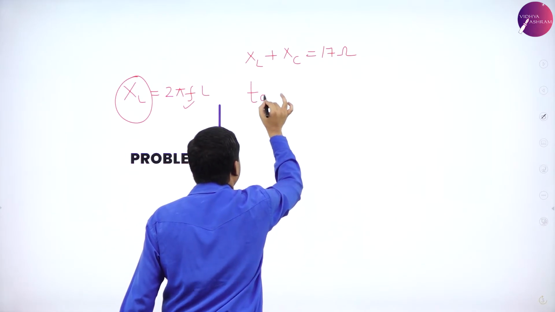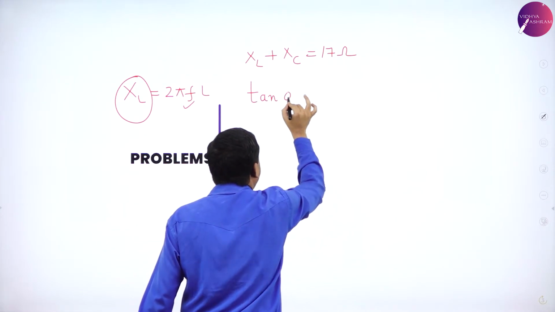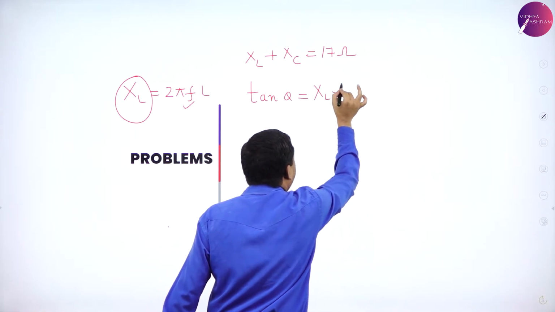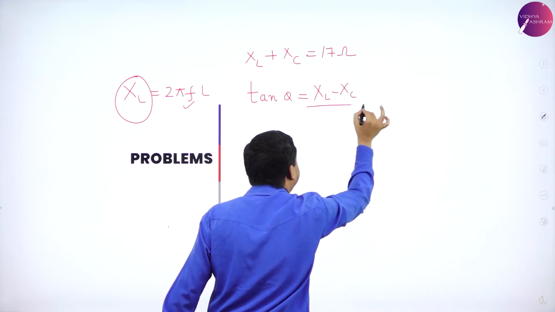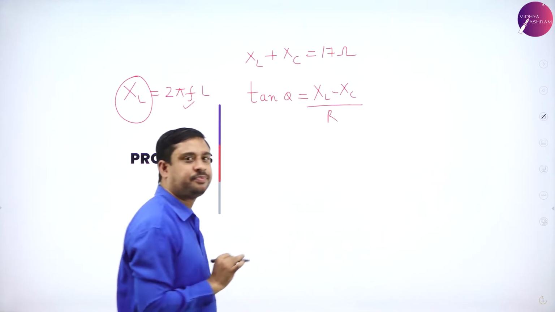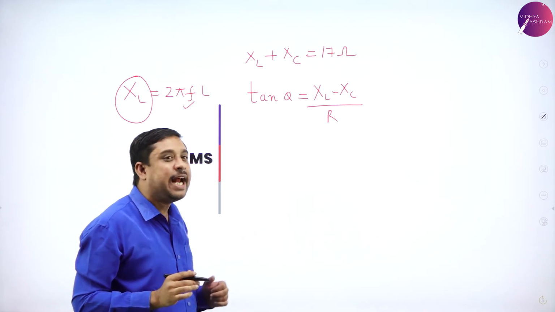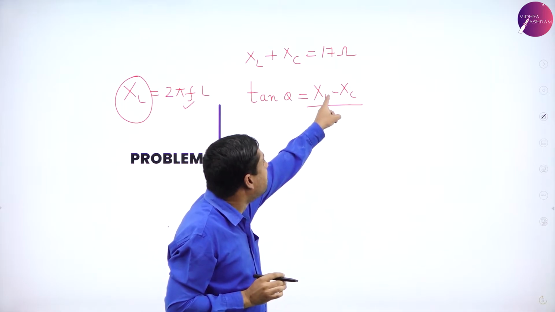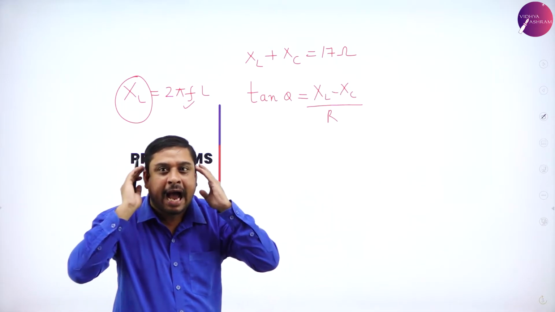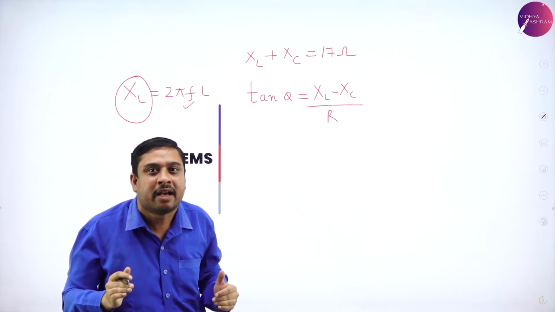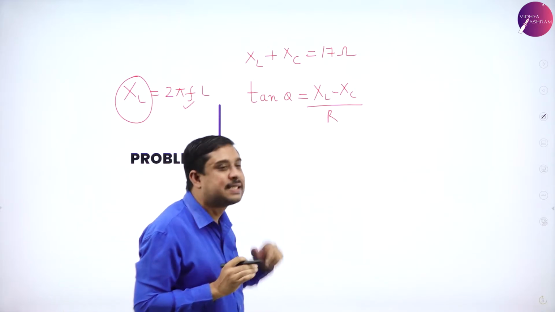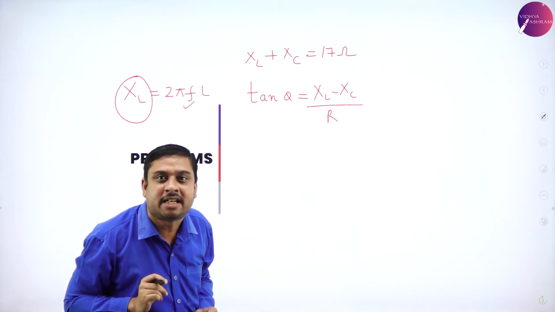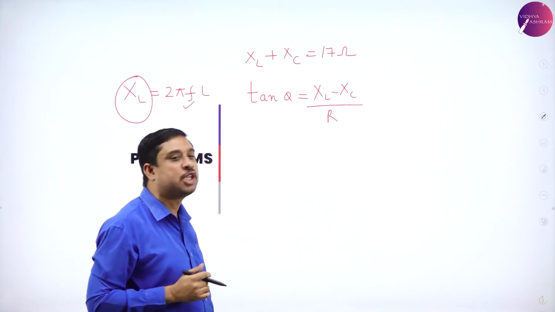Now, I know that tan phi is XL minus XC by R. Why did I pick up this equation? See, XL minus XC there. I have to start thinking that way. XL plus XC there. Two simultaneous equations I get from which XL can be calculated.